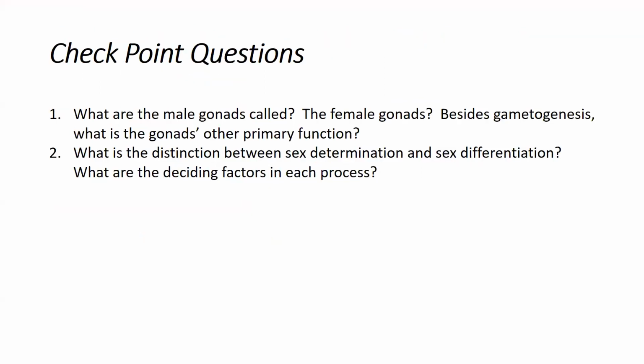All right, let's talk about a few checkpoint questions. So what are the male gonads called? Testes. The female gonads? Ovaries. Besides gametogenesis, what is the gonad's other primary function? Besides producing hormones, good. So that endocrine function, where they produce either testosterone, estrogen, or progesterone, and release that into the blood. What is the distinction between sex determination and sex differentiation, and what are the deciding factors in each process? So sex determination versus sex differentiation.